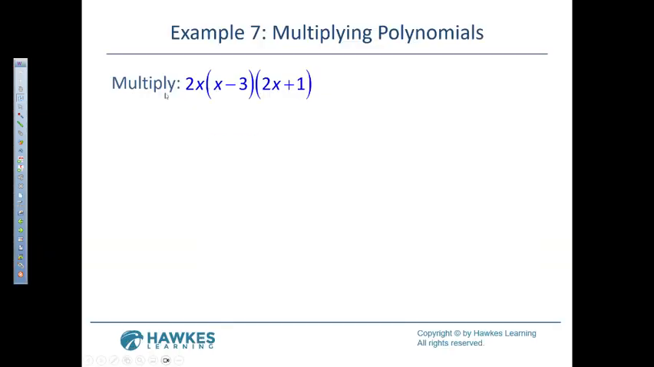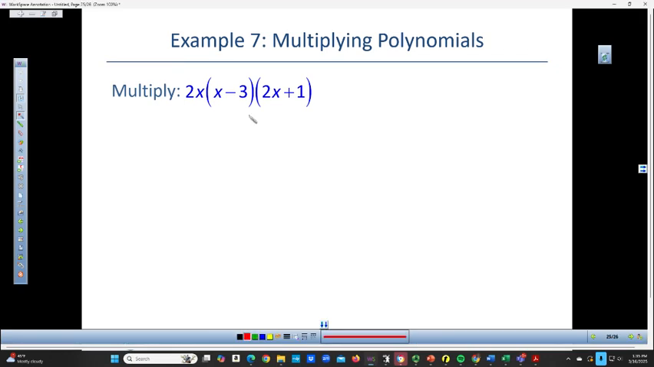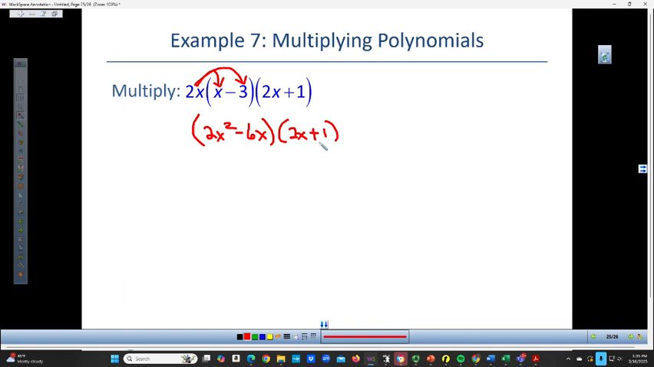Okay, so for this one, got a couple of things going on. Like you can FOIL the two binomials first if you would like, or you can distribute the 2x into the first binomial or even the second binomial. It's all multiplication, so it's going to all turn out the same. So me personally, I'm going to just go ahead and just distribute it into the first binomial. So 2x times x is going to give me 2x squared. And 2x times negative 3 is going to give me negative 6x. And now we can multiply that to our 2x plus 1.